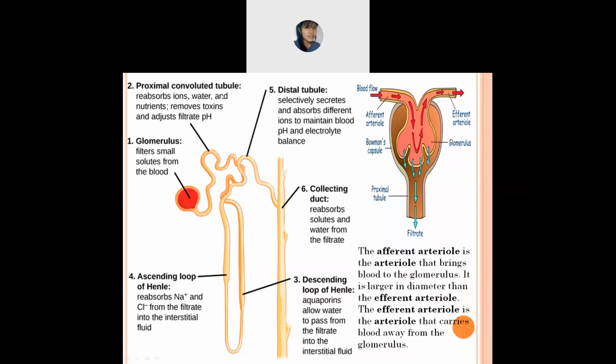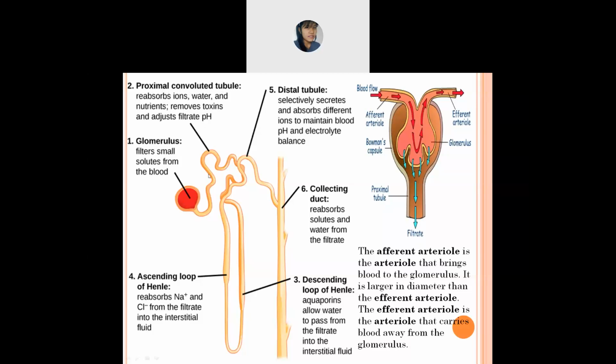This is the proximal convoluted tubule, or you can say proximal tube, or in short PCT. Why proximal? Because it is near to the Bowman's capsule. Proximal means near. Convoluted means twisted. For that it is known as convoluted. Tubule, because it is tube in shape. So it is known as proximal convoluted tubule.